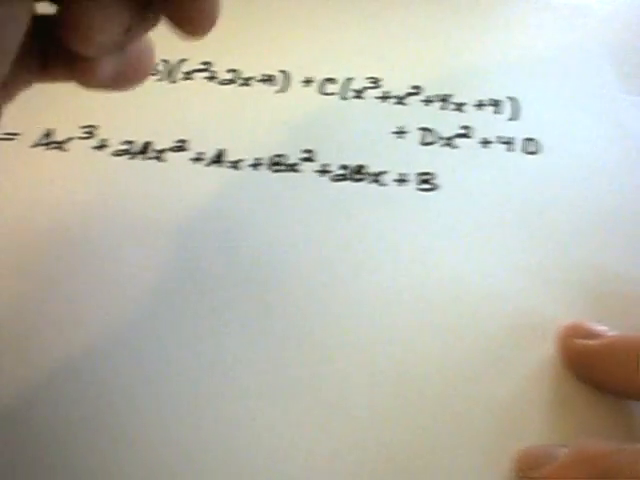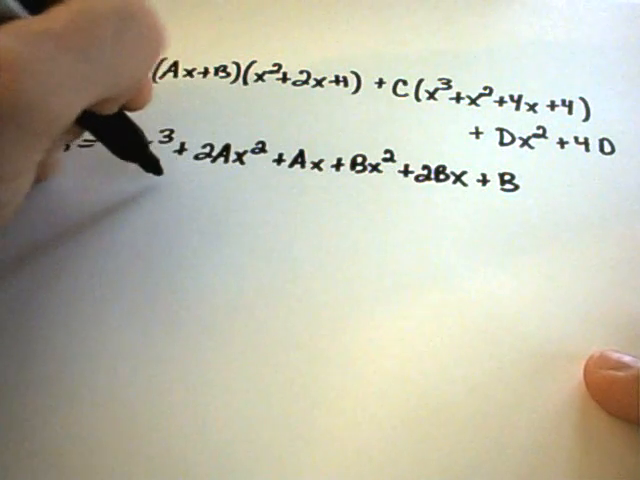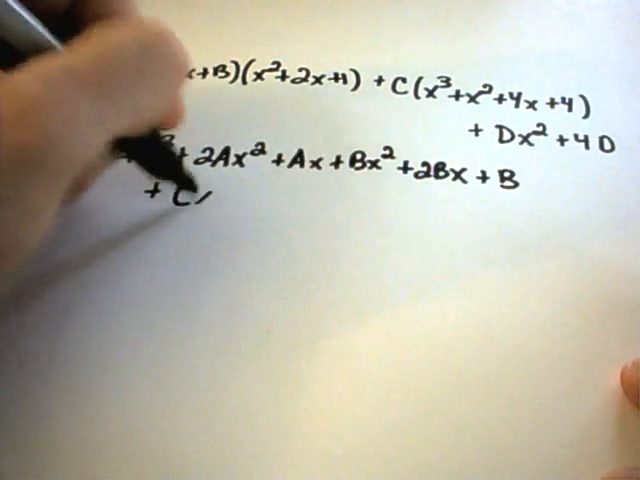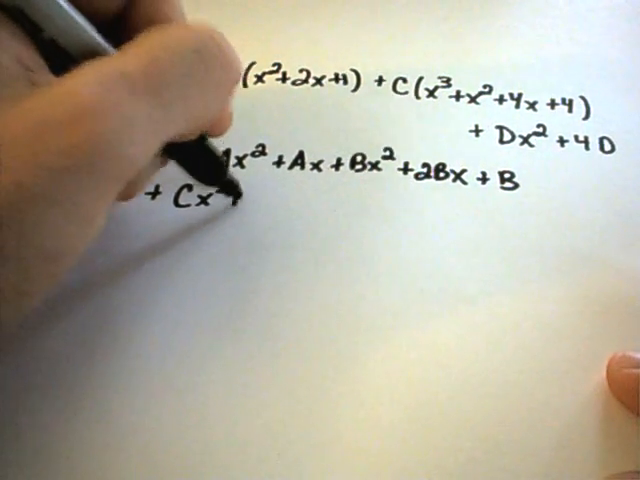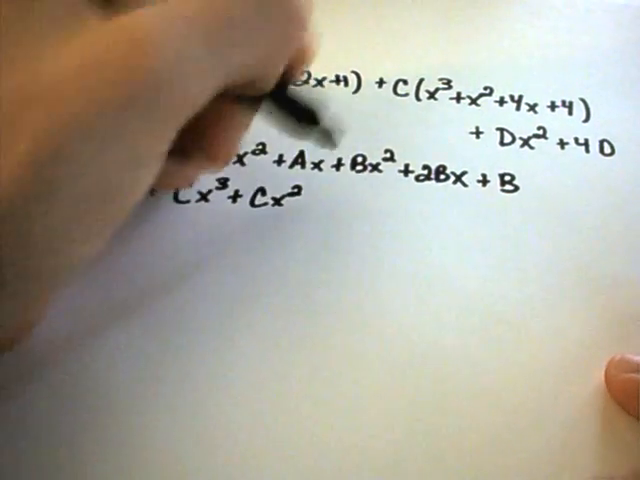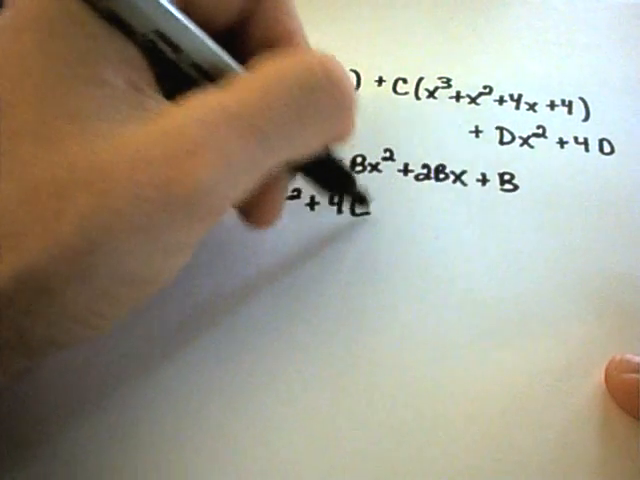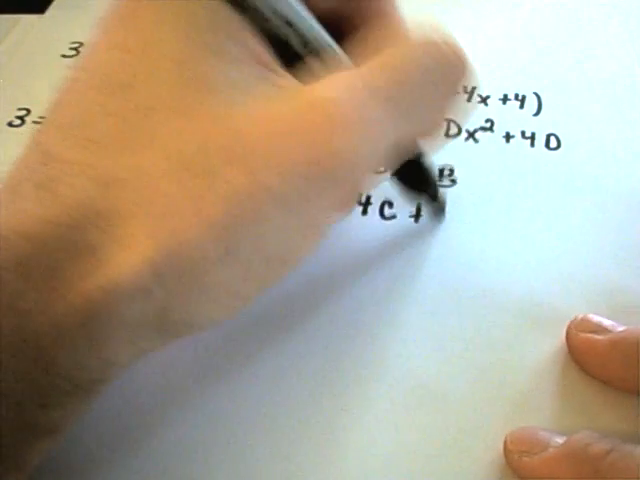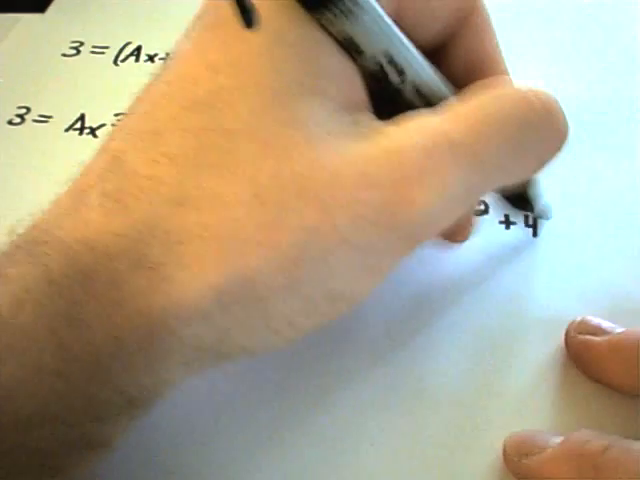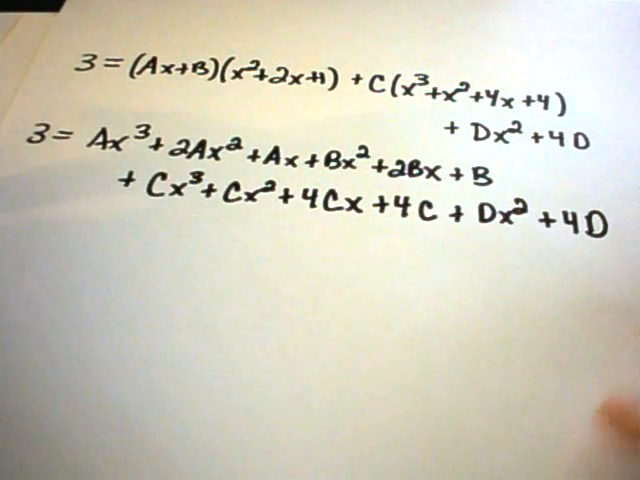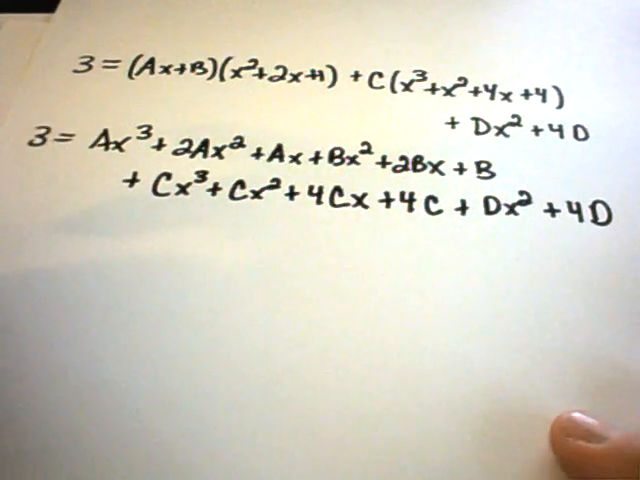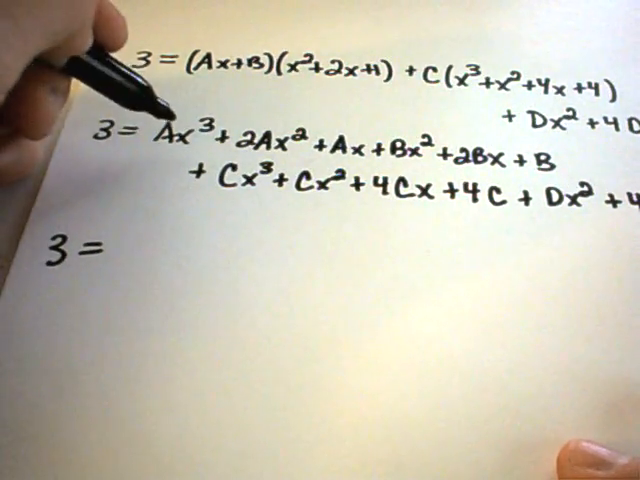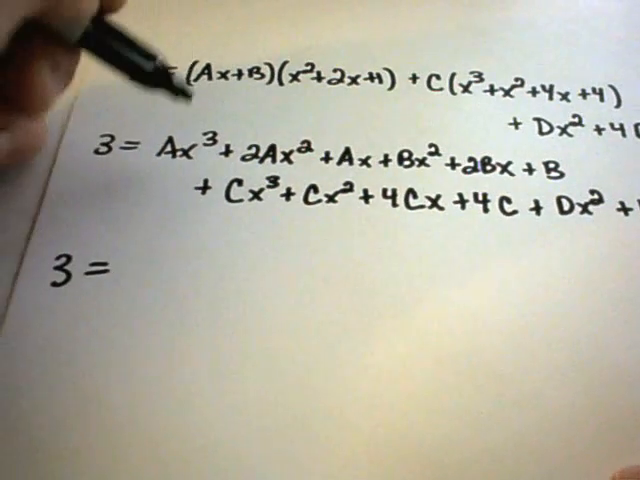And then, let's see, I'm already running out of room, so let me just squeeze it. So when I distribute the c, I'll get cx^3 + cx^2 + 4cx + 4c + dx^2 + 4d. Yuck. Okay, so a lot of stuff. But again, that's okay. Now let me look. I'm going to start grouping things together.